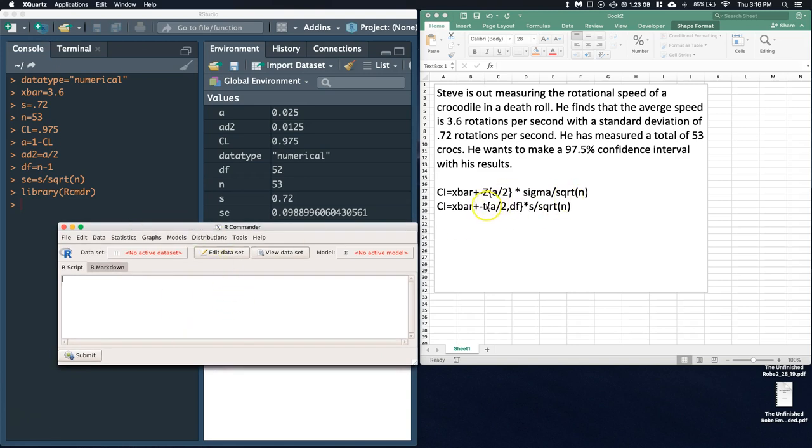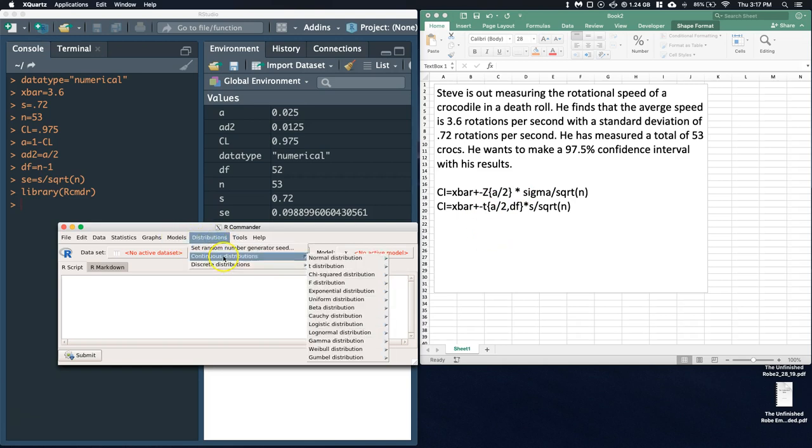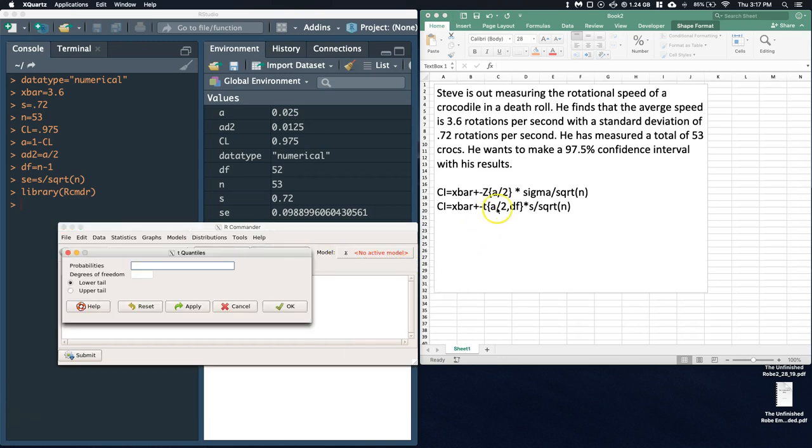So if we want to find this t, we know that we need this t value. I'm going to have to go to quantiles. Remember, when we're doing our confidence interval, this z score, this t score, those have to be found in the quantiles. So we're going to go to distributions. We're going to go to continuous, and we're going to go to t distribution, and we will go to t quantiles. Now, this subscript gives us two pieces of information. It's going to give us the probability, and it's going to give us the degrees of freedom.